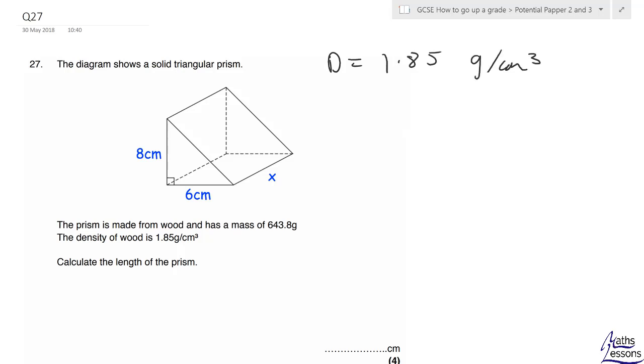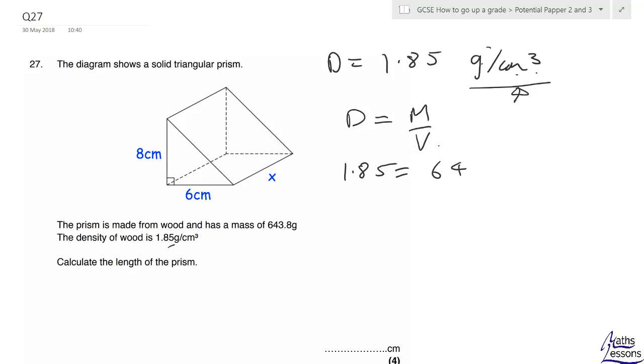Now, if you can't remember the formula, here's a brilliant way to remember the formula. The units give it away. That's mass, that's volume. So density equals mass divided by volume. There you go. The units tell you what the formula is. So we know the mass and we know the density. We know 1.85 equals 643.